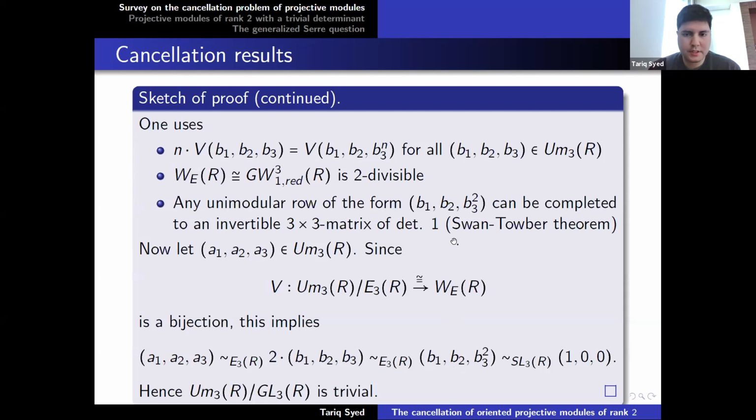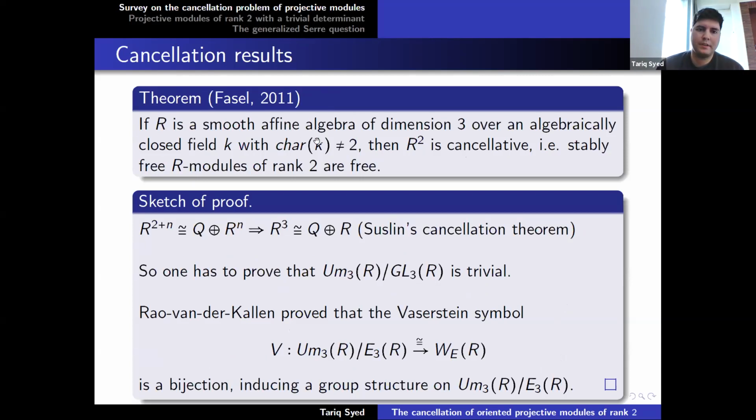And now we use the theorem by Swan and Towber, which asserts that any such row is the first row of an invertible matrix of rank 3 with determinant 1. So any row can be transformed via invertible matrices to the standard unimodular row (1, 0, 0). And therefore, this orbit space is trivial, which corresponds to the fiber of the stabilization map, and hence the cancellation theorem, this one, is proven.